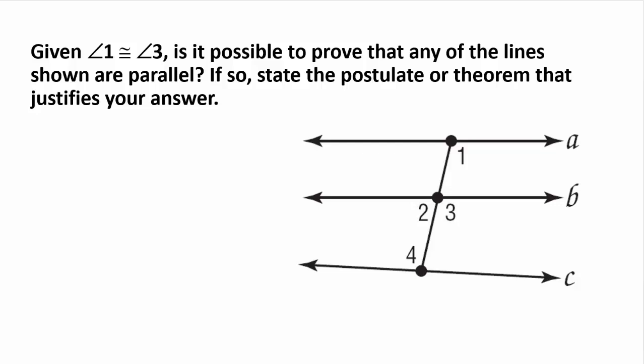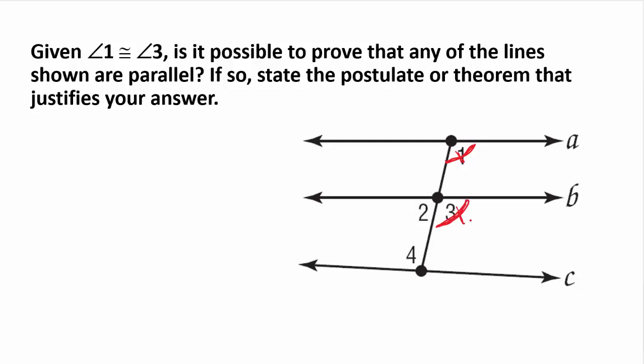Let's take a look at a quick problem here. It says, given angle 1 is congruent to angle 3, is it possible to prove that any of the lines shown in this figure here are parallel? If so, state the postulate or theorem that justifies your answer. So angle 1 is congruent to angle 3. Let's go ahead and mark that. Angle 1 is congruent to angle 3.